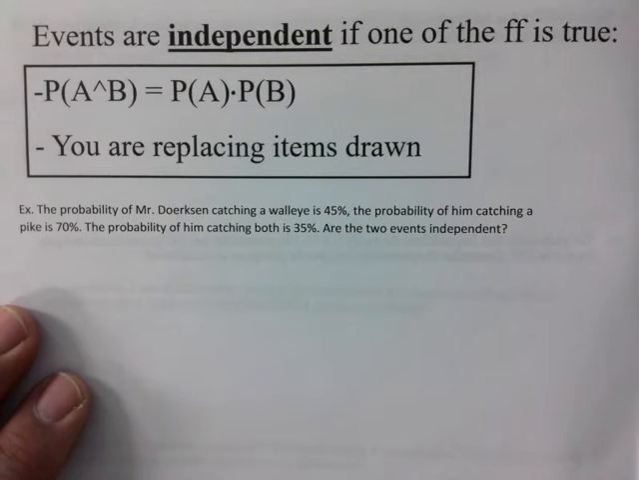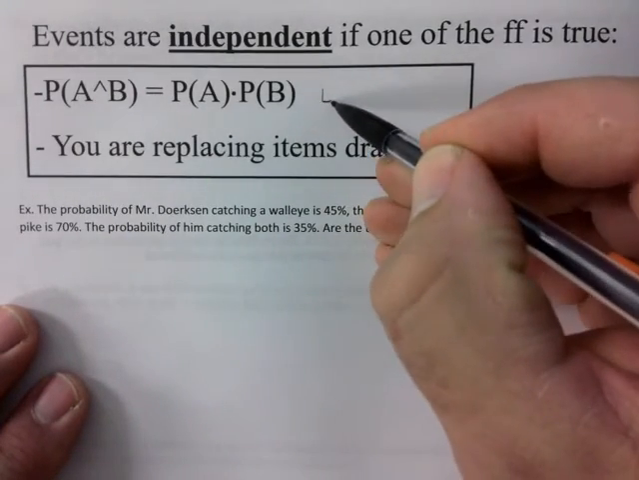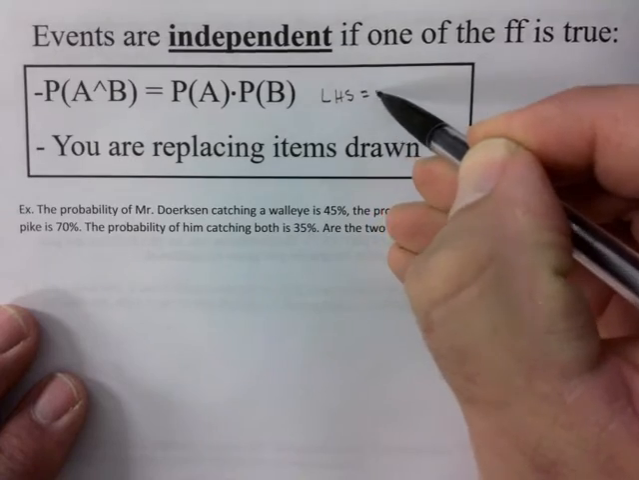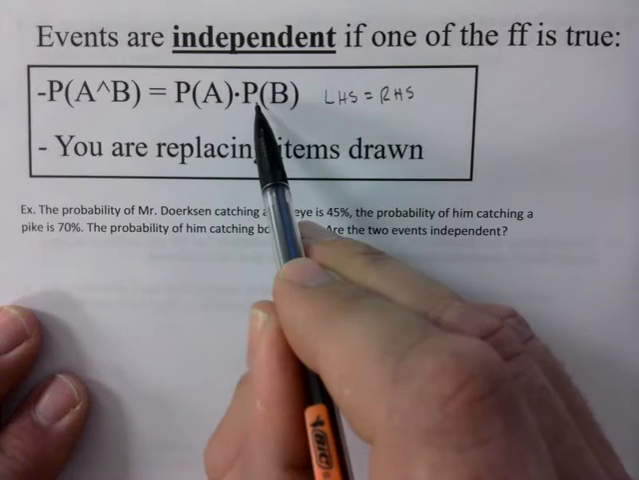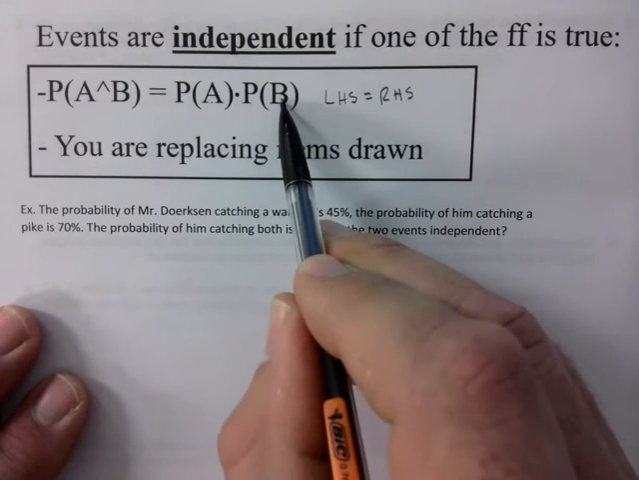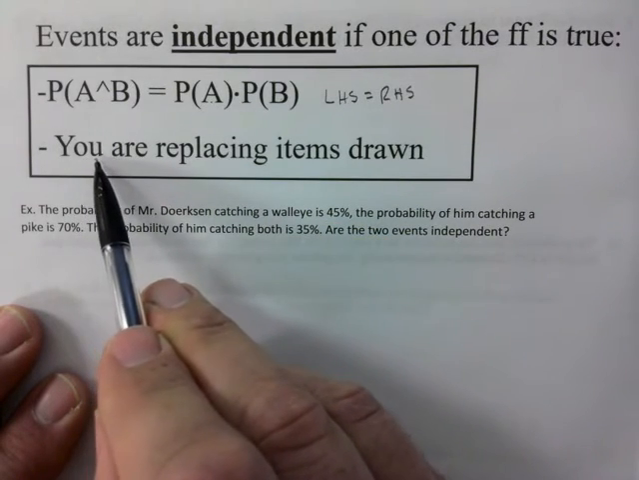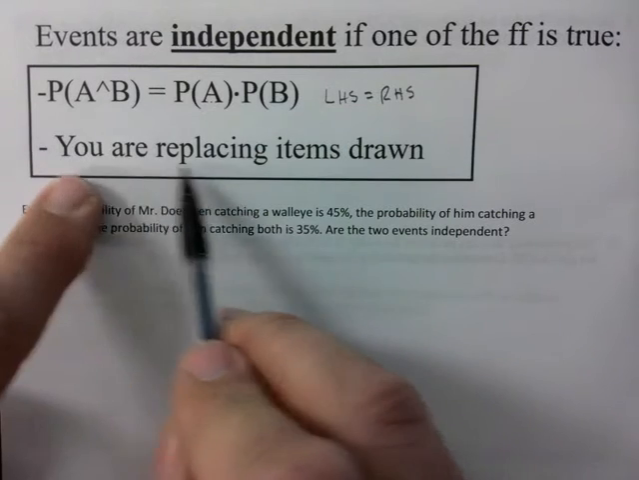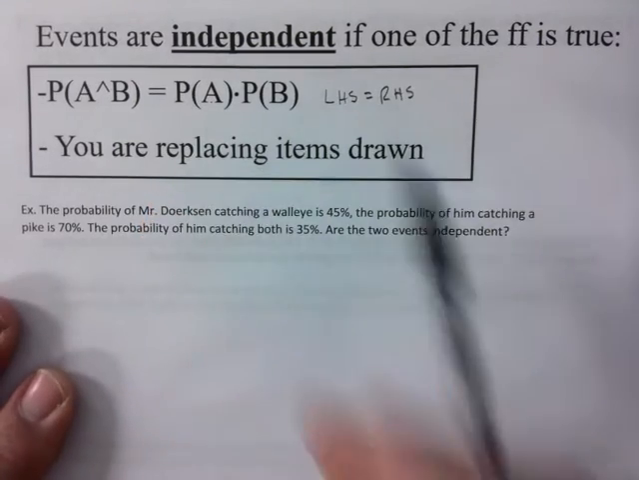Events are independent if one of the following is true. If you can show that the left-hand side is equal to the right-hand side, then the events are independent, meaning that one doesn't affect the other. Another way to know for sure is if I tell you a little story and you see that things are being replaced after being drawn, then it's independent. So keep that in mind.